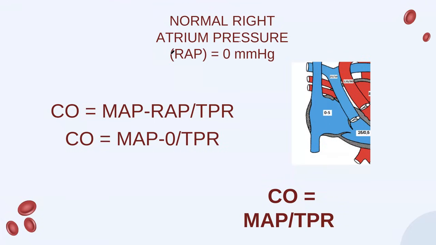Normal right atrial pressure is 0. I mean, it's a range of values from 0 to 4, but in your lectures, especially for the 18th batch, you have to know that the normal right atrial pressure is 0.